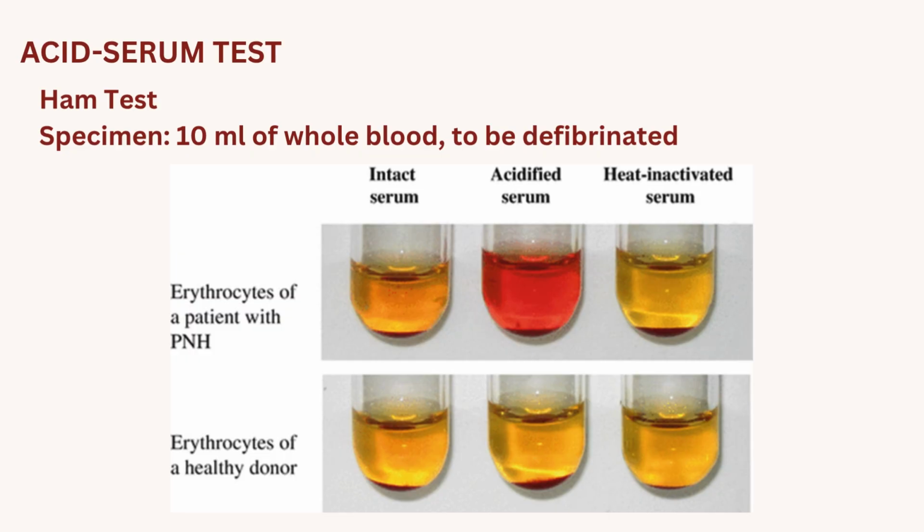So again, in this picture, there will be no lysis of the red blood cells in any of the tubes in the test for normal red blood cells. If a patient has PNH, again, the red cells are unusually sensitive. So the red cells will hemolyze in the presence of non-activated, acidified, normal serum and in the patient's own inactivated, acidified serum.